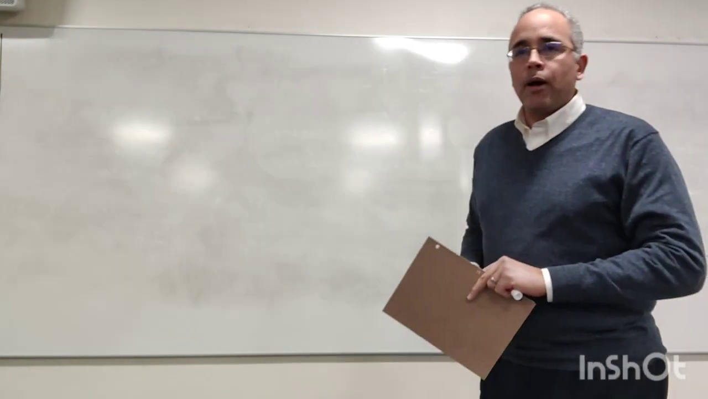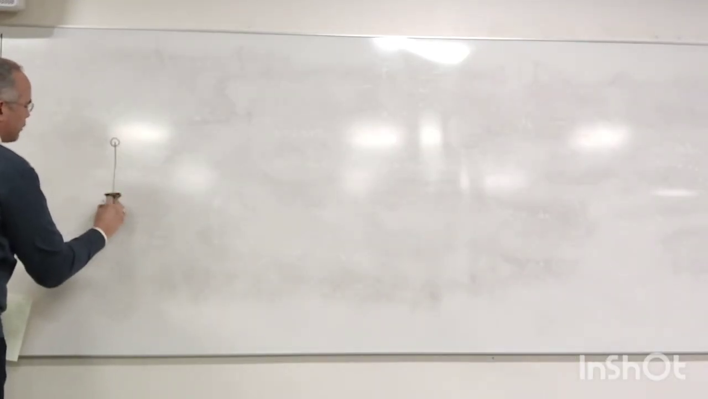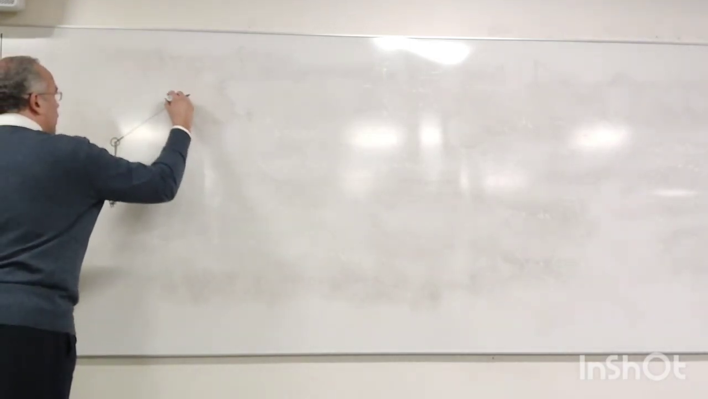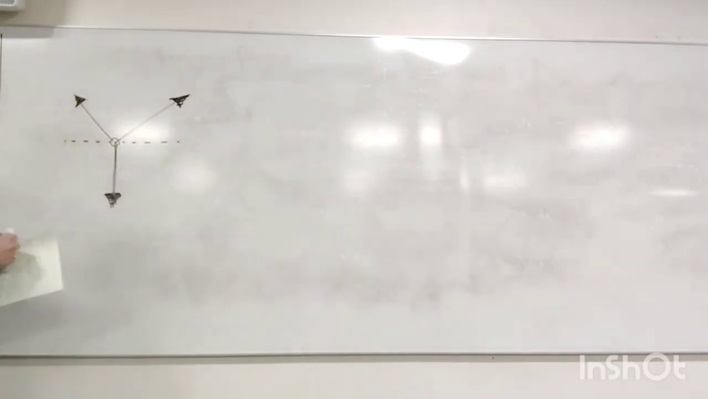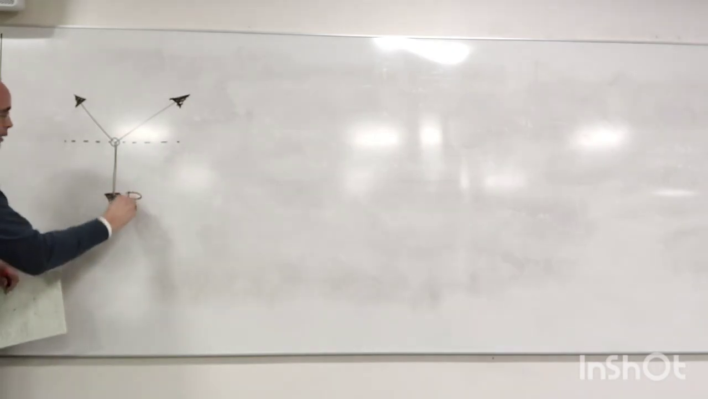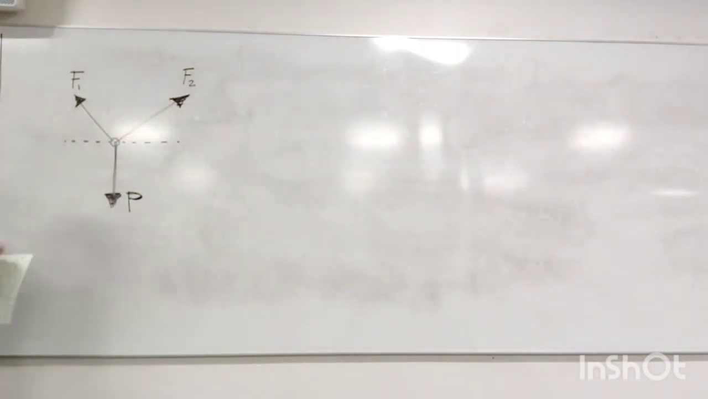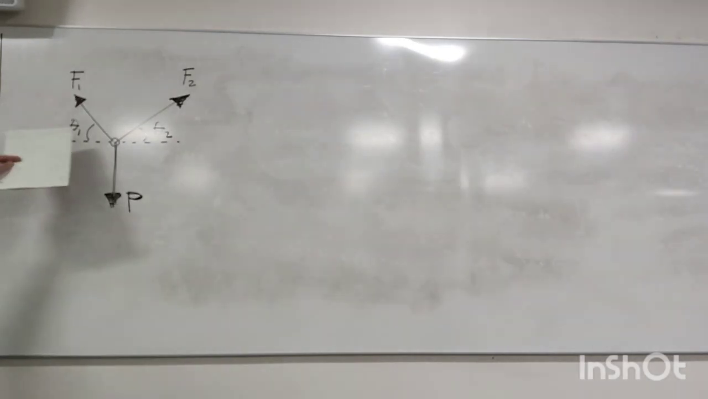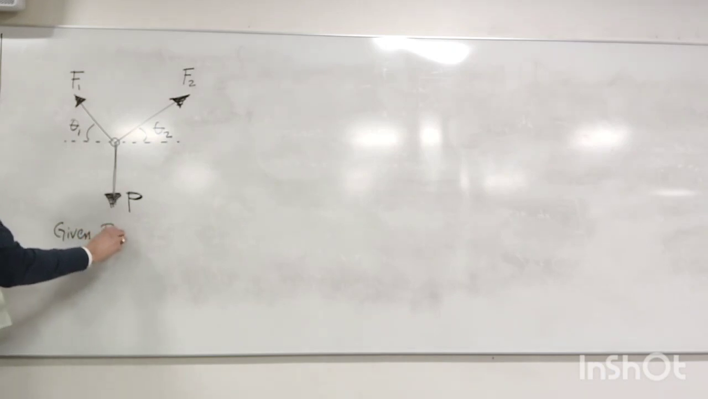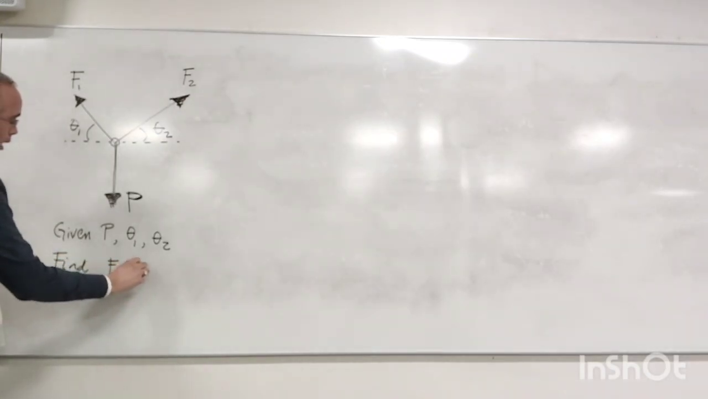So let's start. The typical problem that we encounter in most statics textbooks is the problem of, given a force such as this one here pointing down, which we're going to call P, and given two other forces, which we're going to call F1 and F2, and usually what we are given is the direction of these two angles, theta 1 and theta 2. So given P, theta 1 and theta 2, find F1 and F2.